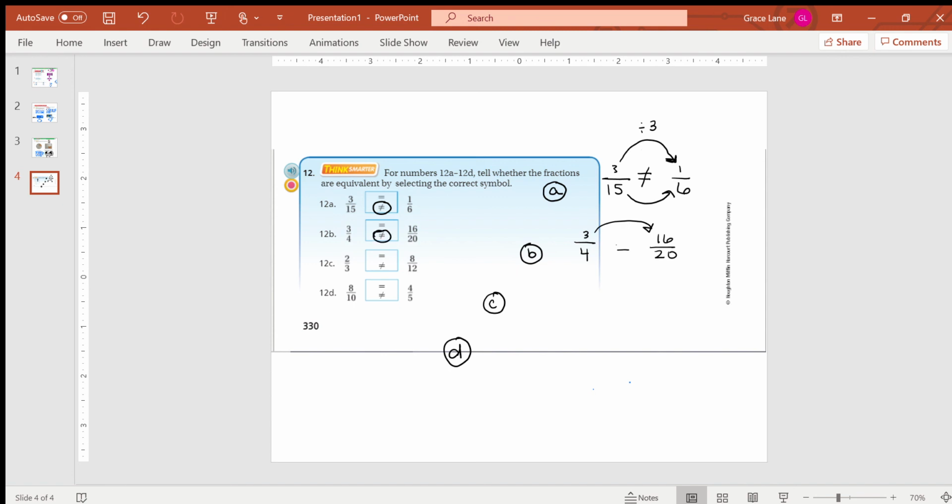Letter C, 2/3, 8/12. 2 times what is 8? 2 times 4. Is that true in the bottom, that 3 times 4 is 12? Yes. So these are equal. And the last one, 8/10 and 4/5. I think we did this on the other page. But how did you get from 8 to 4? We're not multiplying, we're dividing. So 8 divided by 2 is 4. Is that true on the bottom? 10 divided by 2 is 5. Yes, so these are equal.